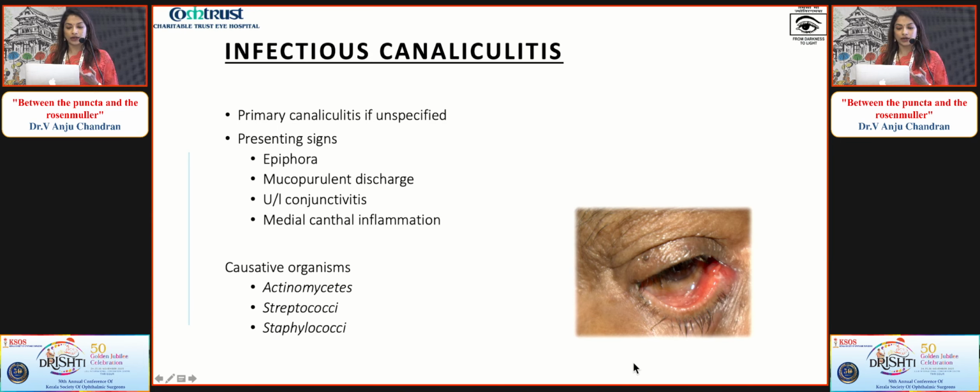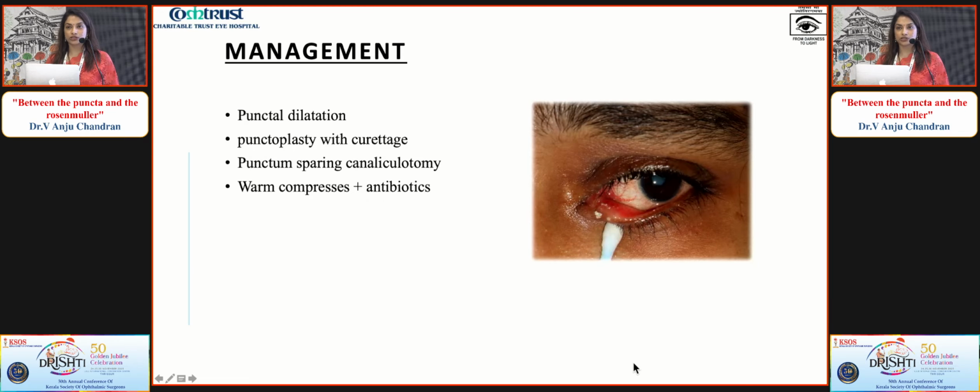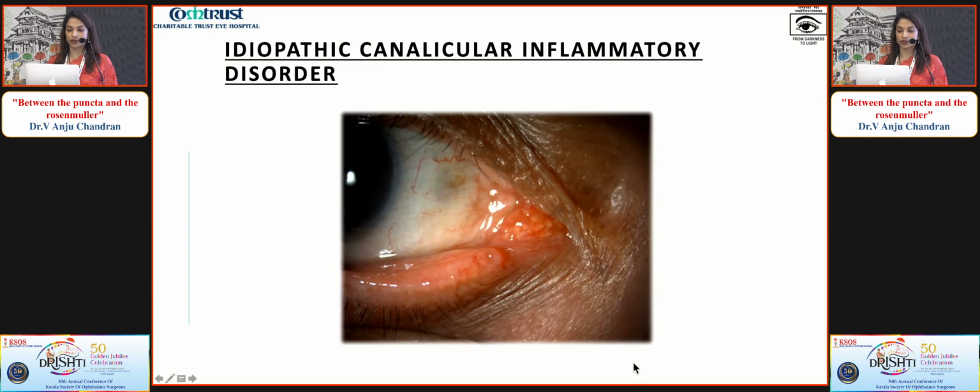So I've covered the presenting signs. The causative organisms are usually actinomycetes, streptococci, and staphylococci. Because of the presence of concretions, most often the medications do not reach the canaliculi where the pathology lies. So it is important to do a punctal dilatation and curette out all the concretions. You can do a punctal sparing canaliculotomy, or you can do a punctoplasty with curettage, but I prefer a punctum sparing one. This is followed by warm compresses and antibiotics.